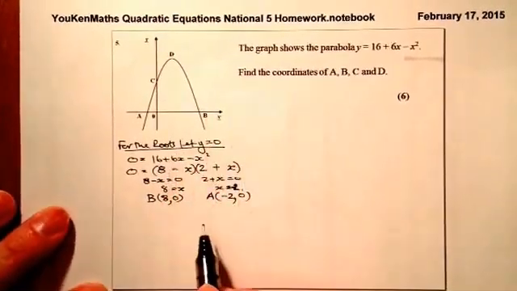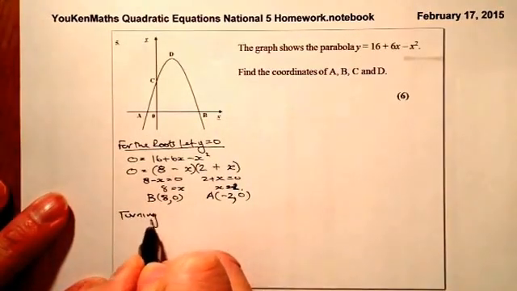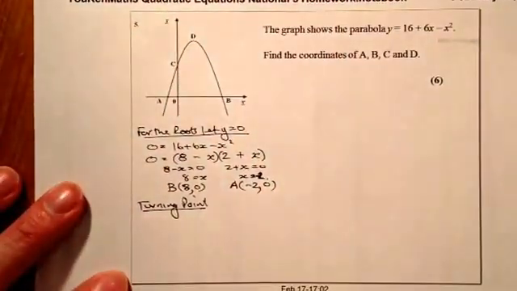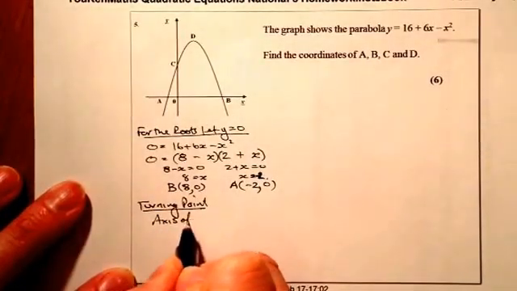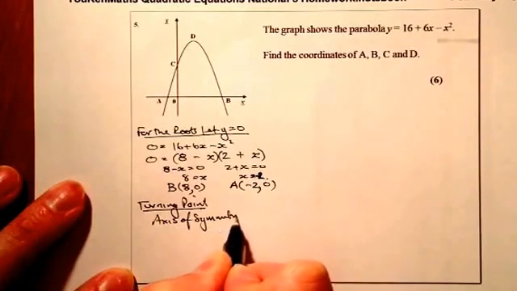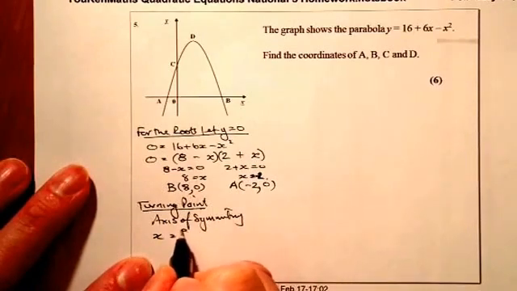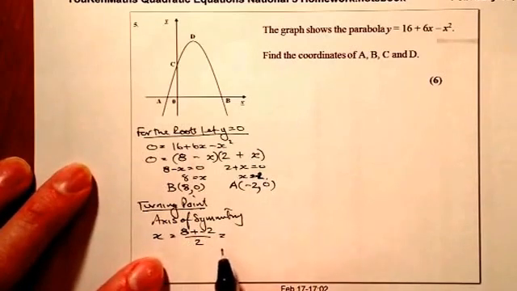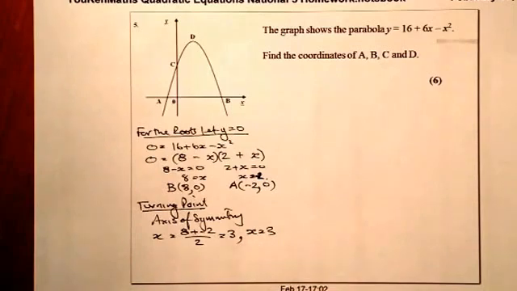Right, so let's try and work out our turning point. Okay, turning point will be next. Turning point will be D. Let's go for that one. For D, what I'm going to do is I'm going to work out the axis of symmetry. And what I'm going to do for that is I'm going to add the two x values. So 8 plus minus 2 divided by 2. So that's going to give me 6 divided by 2, which gives me 3. So x equals 3. It's going to be my axis of symmetry, or the equation of the axis of symmetry.